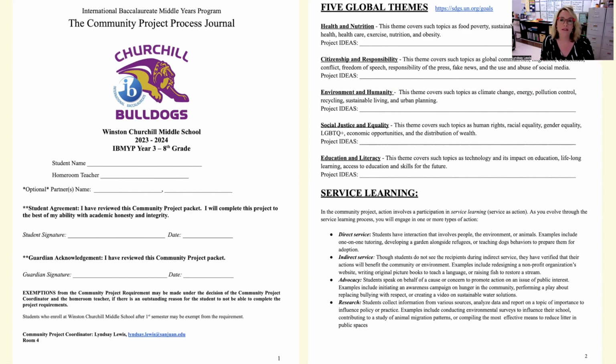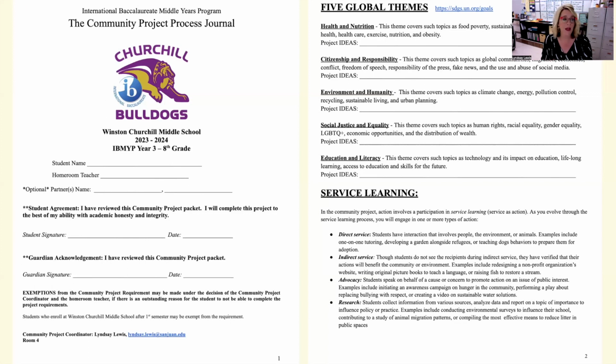You will also notice that our project is going to surround itself with the 5 global themes. So students are able to pick really any project that they want to that's going to help an area of need, but we're going to help you kind of pick who you might want to help out with the 5 global themes, which include health and nutrition, citizenship and responsibility, environment and humanity, social justice and equality, and education and literacy.